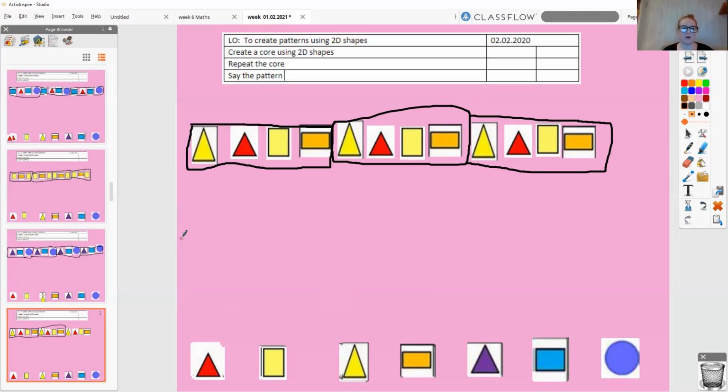So our whole pattern now is yellow triangle, red triangle, yellow rectangle, orange rectangle, yellow triangle, red triangle, yellow rectangle, orange rectangle, yellow triangle, red triangle, yellow rectangle, orange rectangle. So I've got my core here and I've repeated my core each time. My core does not change.